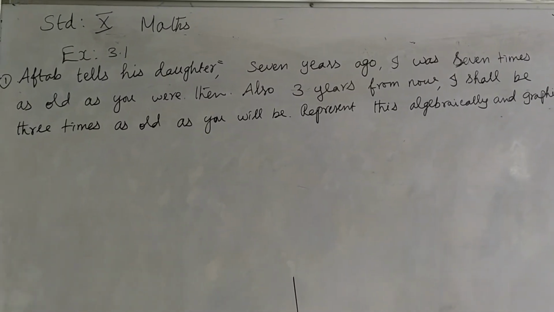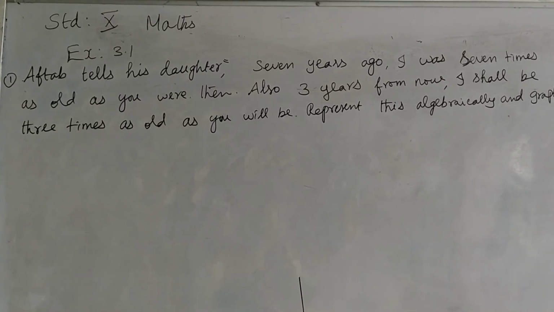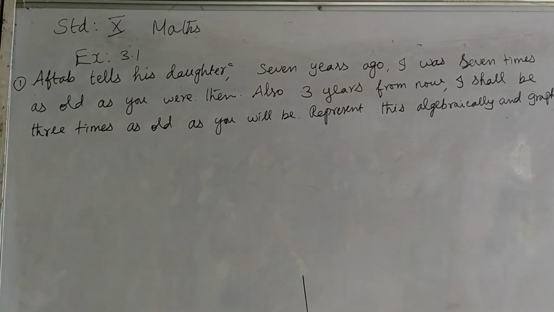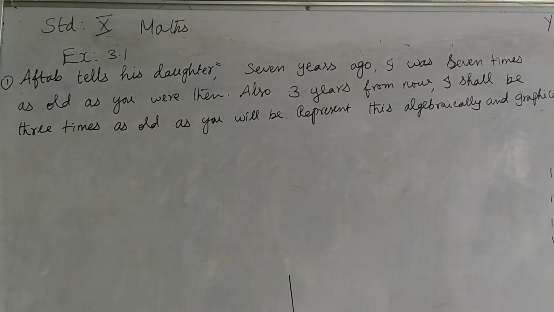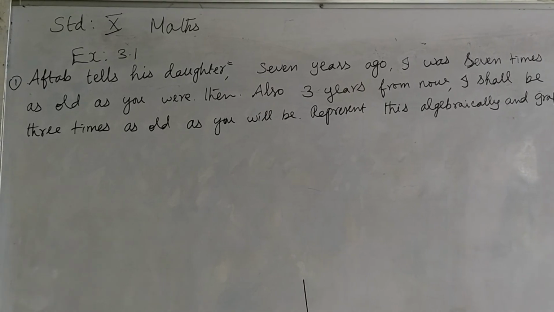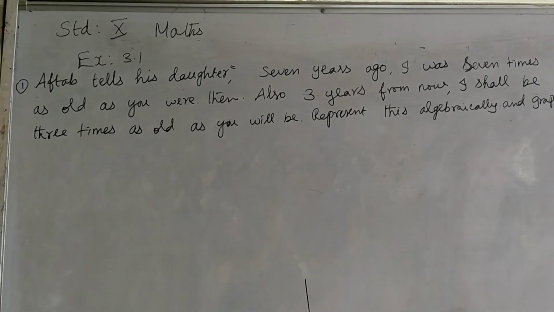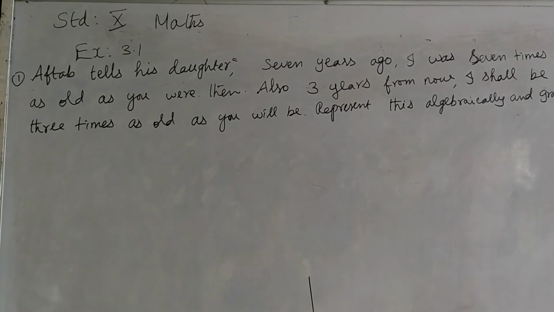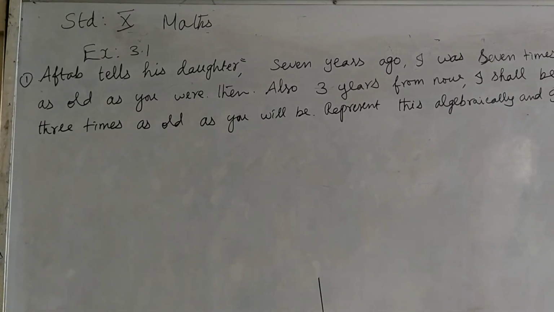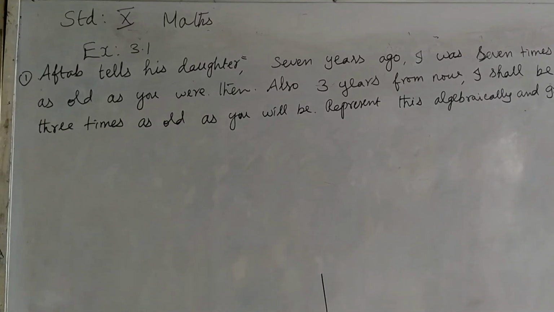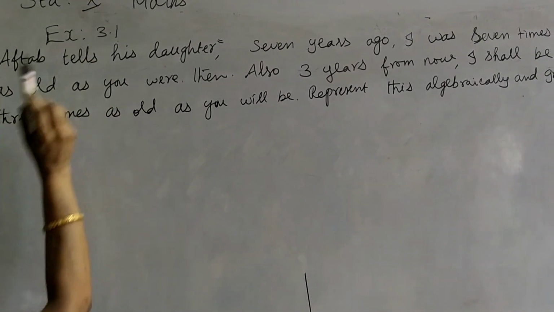Mainly there are two methods called algebraic method and graphical method. In the algebraic method there are again three types called substitution method, elimination method and cross multiplication method. But before we see all these algebraic methods, we are going to see how equations are represented graphically and how to get a solution from the graph. So we are going to start with exercise 3.1.